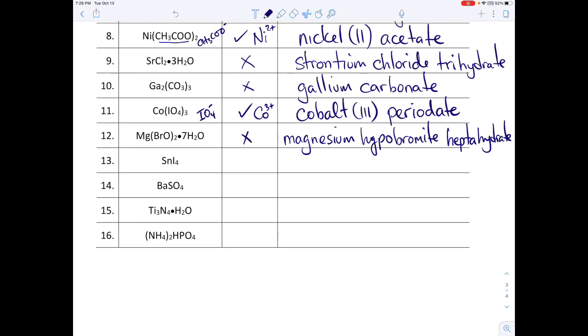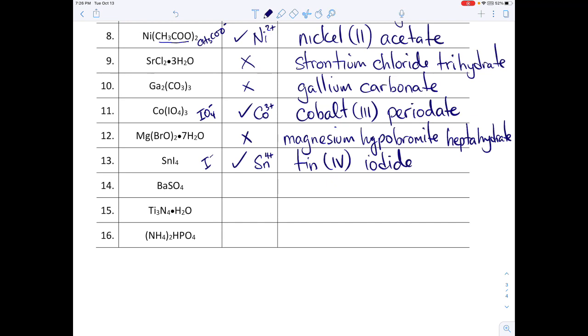Number 13, tin, Sn, is a type 2 cation. So we need to stop and think about what its charge is. It has 4 of the iodides. Iodides are just halogens, so their charges are each -1. It's got 4 of these iodides attached. That means the tin must have been 4 positive. Since each of those iodides is 1 negative, 4 iodides means the tin had to be 4 positive. So this would have been tin, Roman numeral 4, there's its charge, and then iodide.